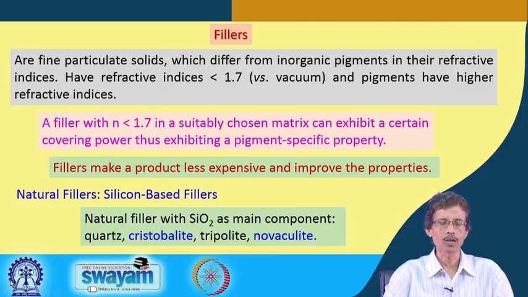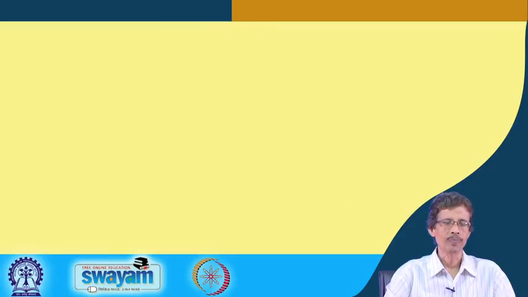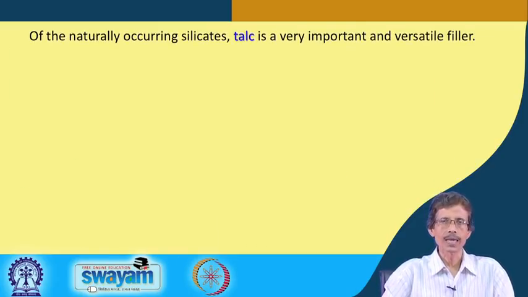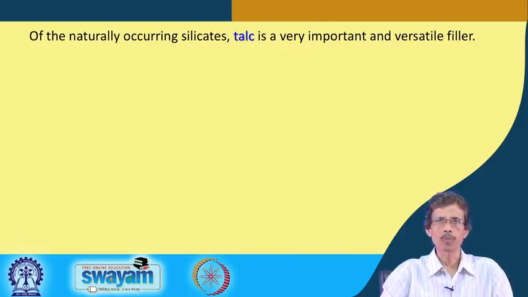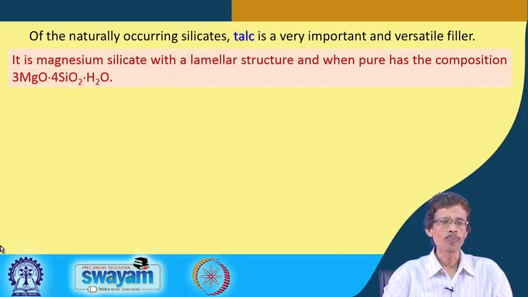So, in construction, along with cement we use that silica material as filler material. Among the naturally occurring silicates like quartz, talc is another important compound and is also a very useful filler for this purpose. And what is talc? Talc is hydrated magnesium silicate, as we all know.